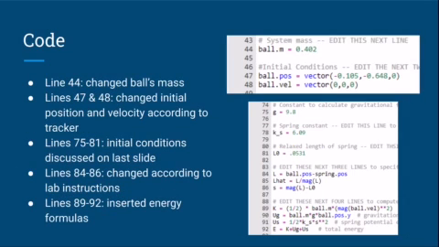For the first part of my code, in line 44, I adjusted the ball's mass. In lines 47 and 48, I changed the initial position and velocity according to what was found in Tracker. In lines 75 to 81, I inserted the initial conditions which were discussed on the previous slide. In lines 84 to 86, I changed these values according to the lab instructions. And in lines 89 to 92, I inserted the energy formulas for kinetic, gravitational potential, spring potential, and then the addition of all 3 of those for total energy.